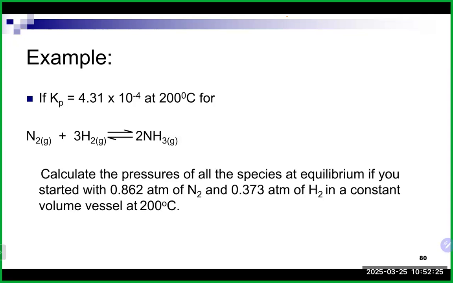Again, even if they give it to you in some other unit of pressure and they want the answer in some other unit than atmospheres, you do again need to put them into atmospheres and do the calculation. So in this case, our Kp would be the partial pressure squared of NH3 divided by the partial pressure of N2 times the partial pressure cubed of H2. So again, we still need to take our coefficients into account. This is going to equal 4.31 times 10 to the minus 4.